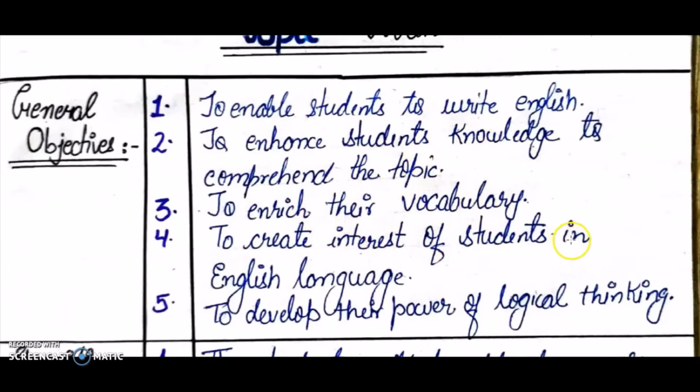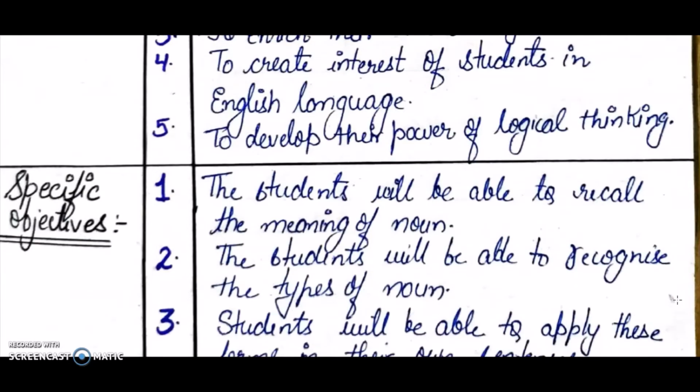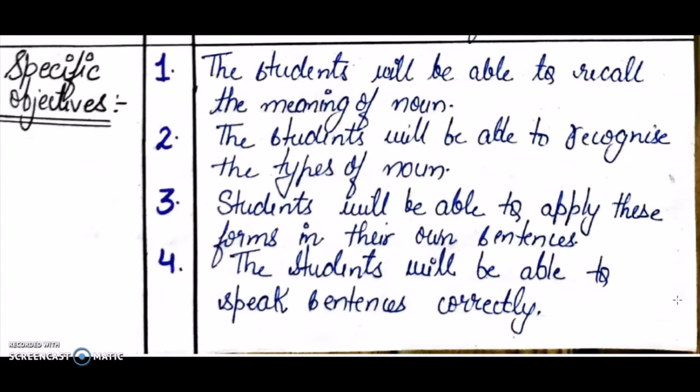Then comes the specific objectives. The student will be able to recall the meaning of noun. The students will be able to recognize the types of noun. Students will be able to apply these forms in their own sentences. The students will be able to speak sentences correctly. Then teaching aids that we use like chalk, chalkboard, etc.